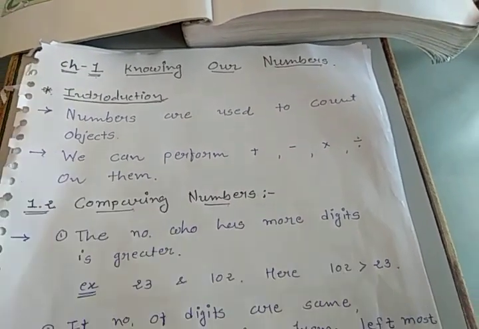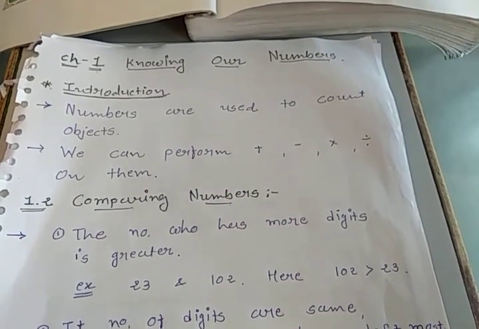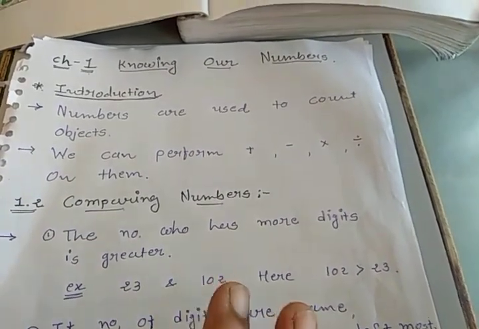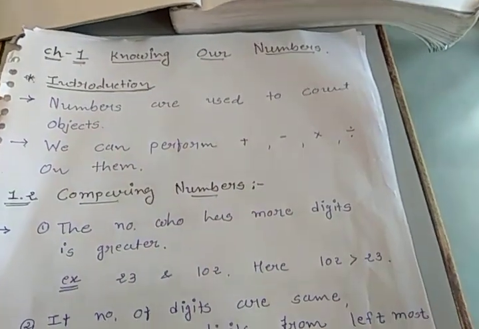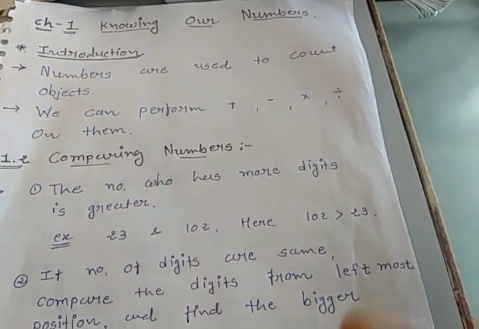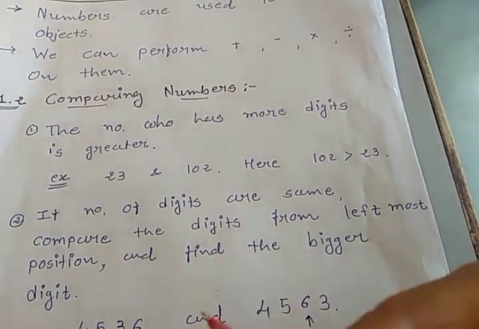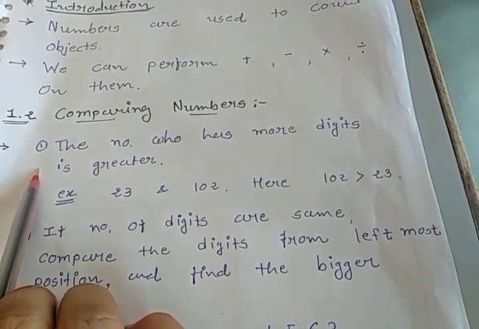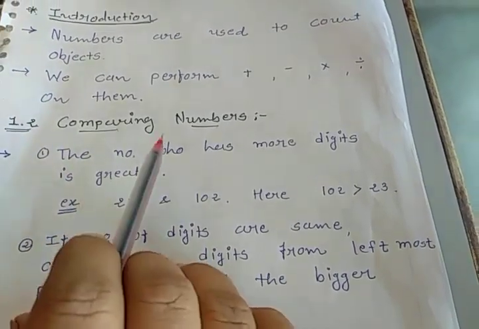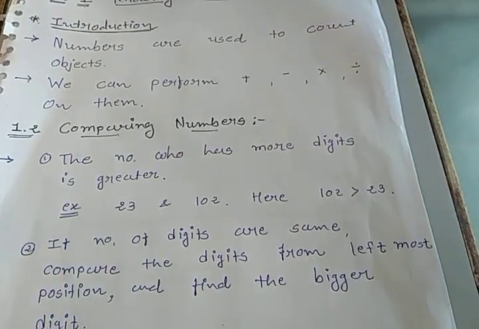right? The next topic is comparing numbers. Comparison means which one is smaller and which one is bigger. So that type of comparison we will do with our numbers. For that, I'll give you two rules. Rule number 1: the number which has more digits is the greater number.